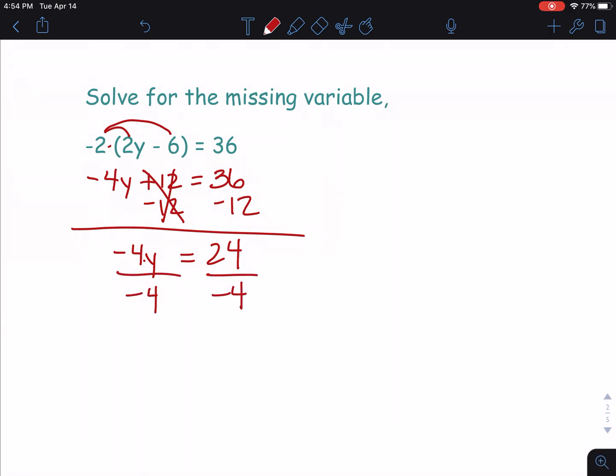Now remember, this cancels out on the left-hand side because negative 4 divided by negative 4 is 1, and 1 times y is just y. And 24 divided by negative 4 is negative 6.